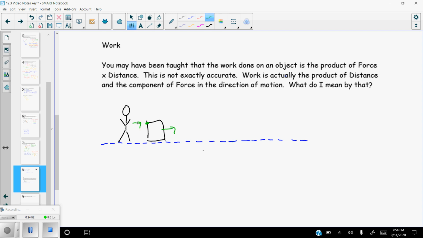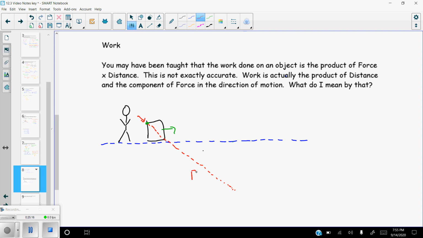But what you're actually going to be doing, more than likely, is pushing at some kind of an angle on the box. So you're pushing in that direction to get this thing to slide across the floor. Well, what that does is it creates a force in that direction, a force which is actually going somewhat into the floor.